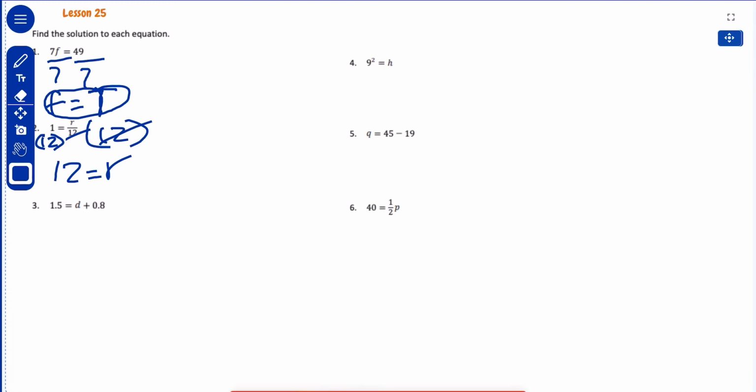Now we have 1.5 is equal to D plus 0.8. Can we do D plus 0.8? So we're going to do the opposite. We're going to subtract what? 0.8 from both sides. That cancels and leaves me with D is equal to 0.7.